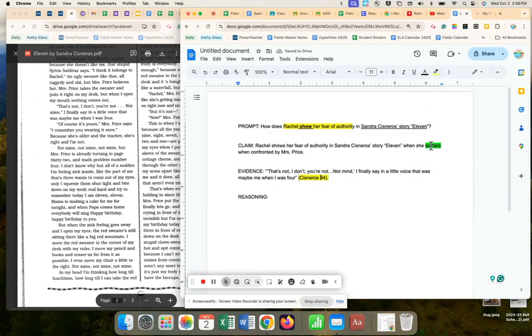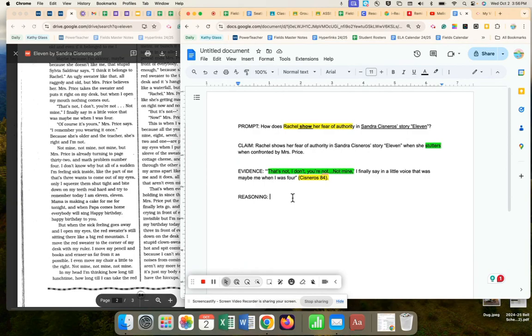But then also, let's go back. She stutters, and I'm going to highlight this in green because she's stuttering. That will help you remember that throughout your short constructed response, it needs to match. I don't want you to repeat the words, but your claim needs to match your evidence, needs to match your reasoning. So the green is our claim matching our evidence. Okay, so let's go back down to reasoning now.